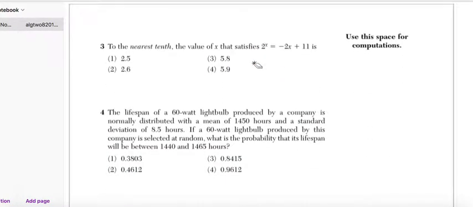To the nearest tenth, the value of x that satisfies 2^x = -2x + 11 is, and they just want the value of x to the nearest tenth. So our answer should be of the form x is equal to approximately something point something. If you have an equation solver feature in your calculator, you could use that and it'll give you the solution, but this is not something that could be solved algebraically. So we're going to go to our graphing calculator.